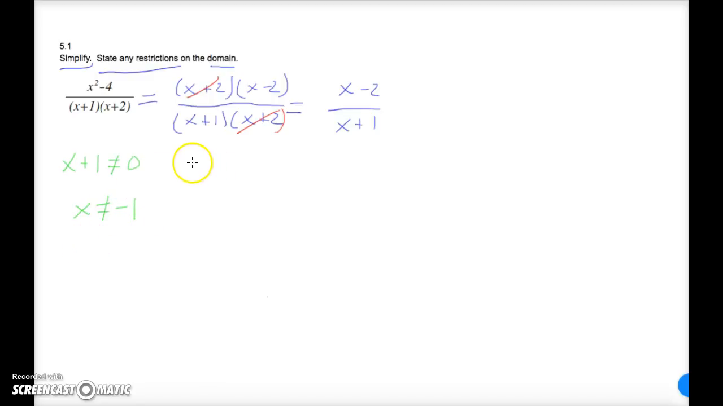And we want to look at the case where x plus 2, we don't want that to equal 0, and that could occur when x is equal to negative 2. So our domain restriction is x can't be negative 1, and x cannot be negative 2.